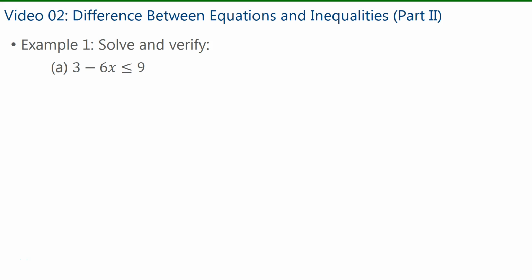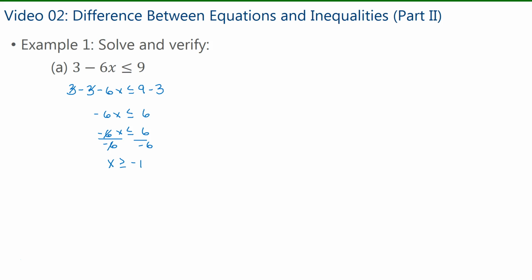So in A, I will start by subtracting 3 from both sides. Now adding or subtracting does not affect the inequality. So we'll have negative 6x is less than or equal to 6. Now to solve for x, I'm going to divide both sides by negative 6, and this will affect the inequality since I'm dividing by a negative number. This becomes x is greater than or equal to negative 1.